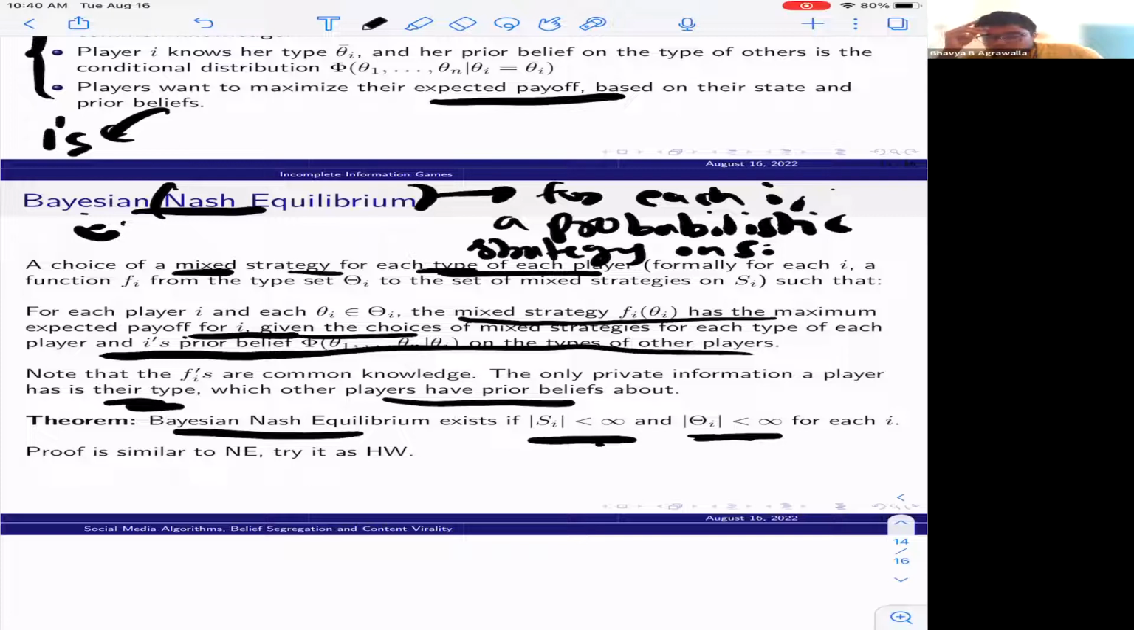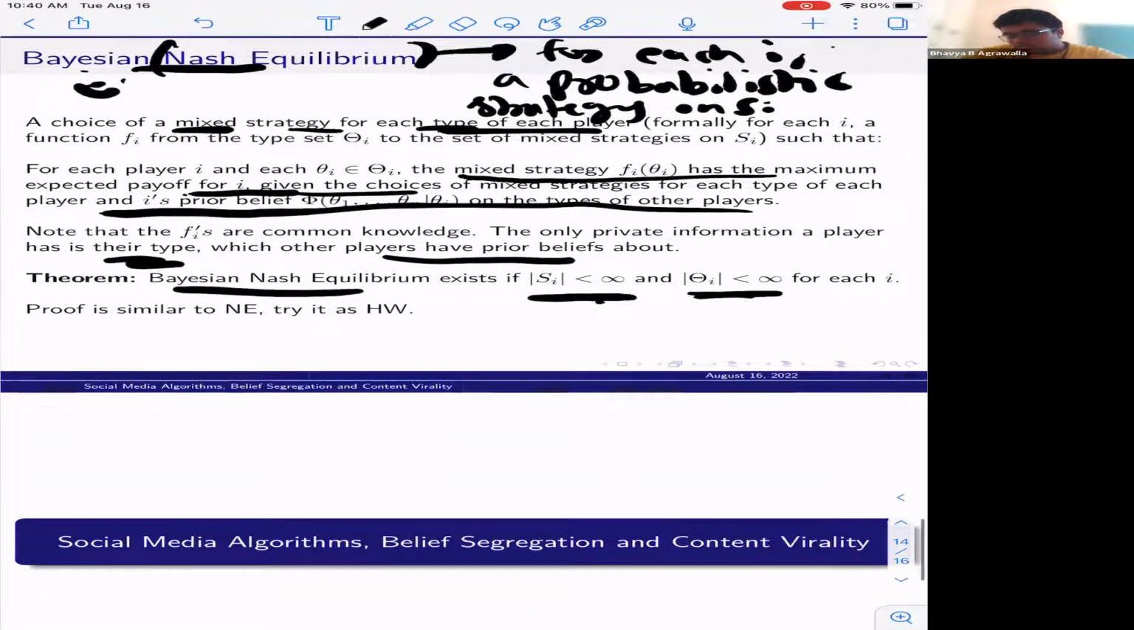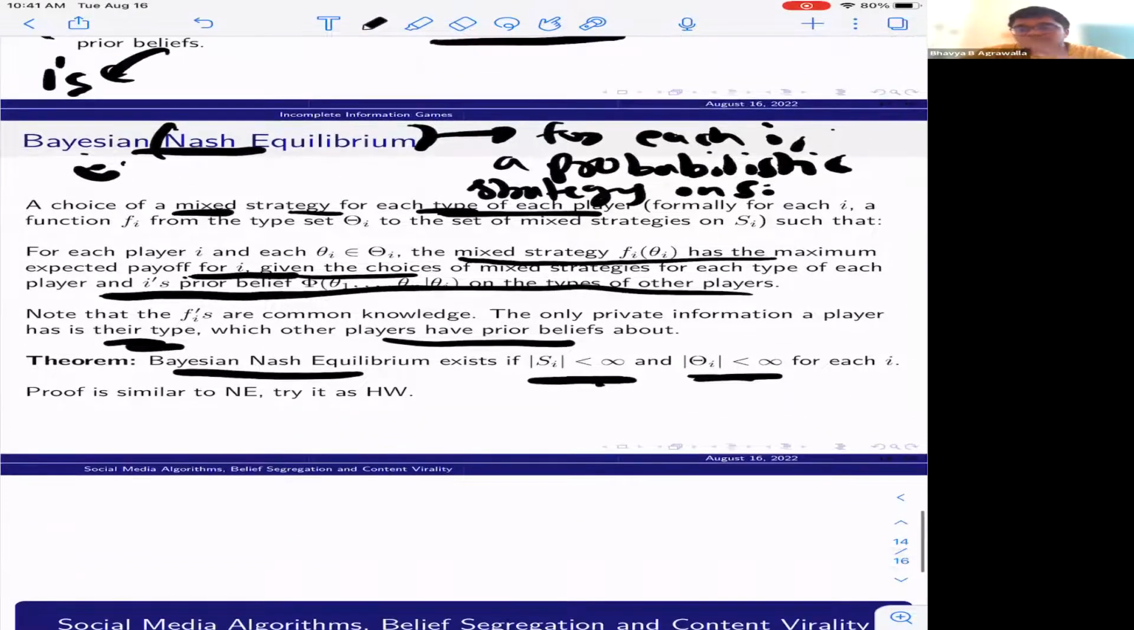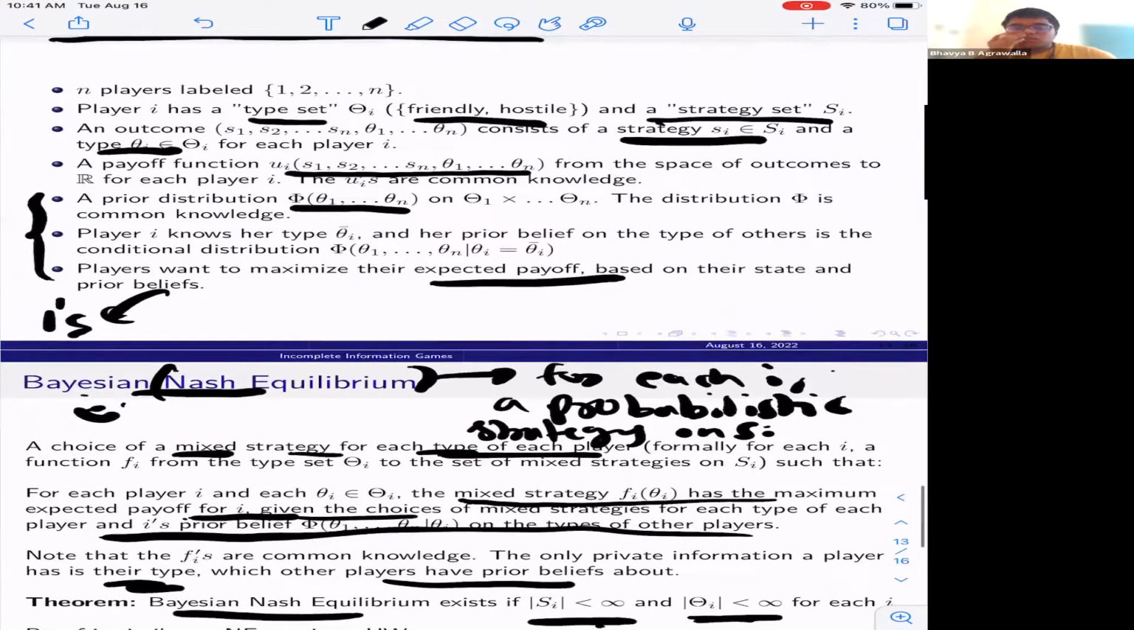In the next class, I will include a problem in the PSET where you show the existence of a Bayesian Nash equilibrium for a game where the type set is not finite, but is like the interval 0, 1. I will include one or two examples. And then there was an application on some social media algorithm type of problem; I think I'll just include this in the problem set.